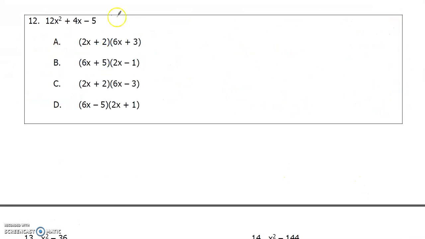All right, number 12, GCF. I don't have one. I can't do grouping. I don't have 4 terms. I have a trinomial, but I have a lead coefficient. So we're going to bring the first term down. I'm going to bring my last term down. And then I am multiplying 12 times 5. And then that's the number that I'm going to factor.